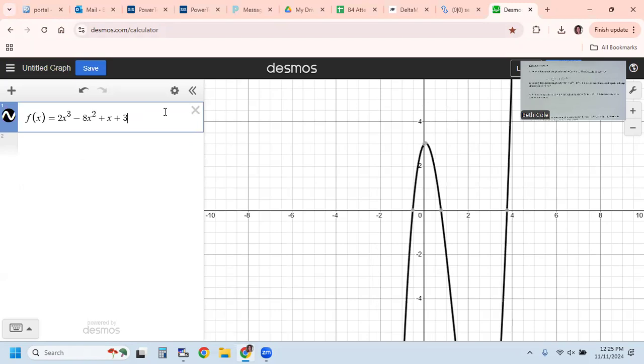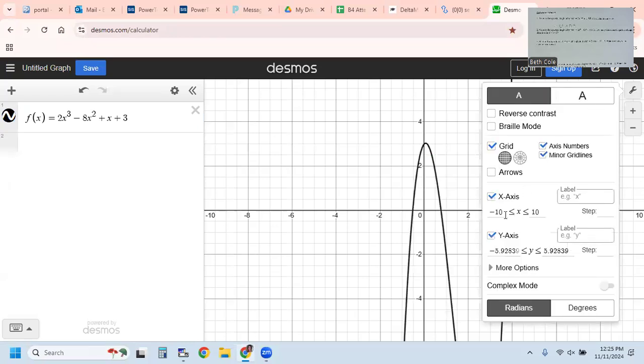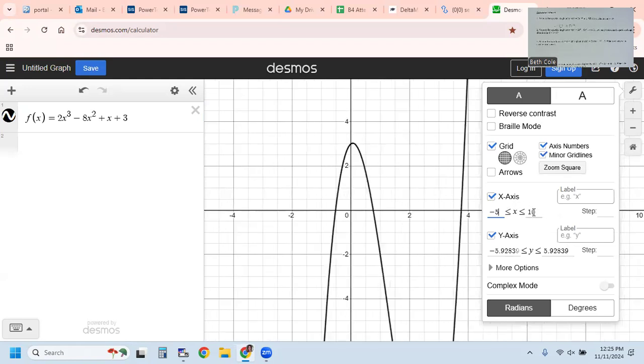And after you type it, you want to think about your window, if they gave you one. So did they give us a window? Yeah, what is it? Negative 5 to 5. So the way you do that is, see this wrench right here? You're going to click that. And where it says x-axis, do you see where I have my cursor right there? You're going to change that negative 5 to 5.